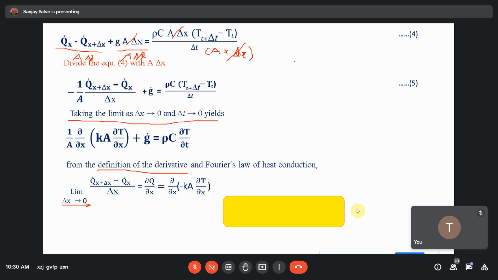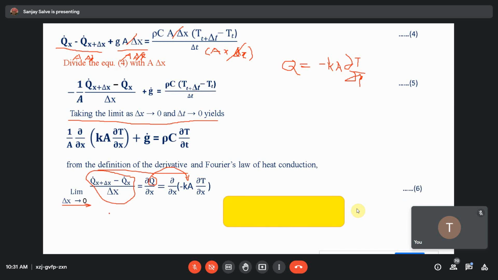So q, what is q as per Fourier's law? q is equal to minus k into A into dabba T by dabba x, and that is nothing but Fourier's law. So instead of q, I can put this value, and this happens, because of the exact definition of the derivative, right?